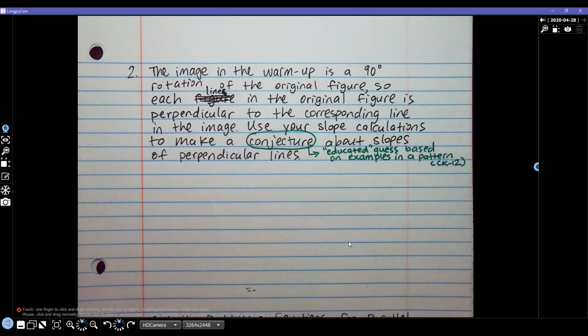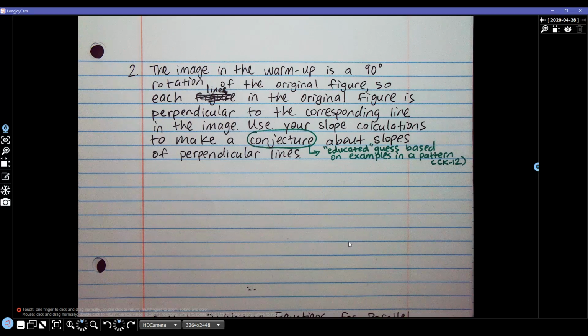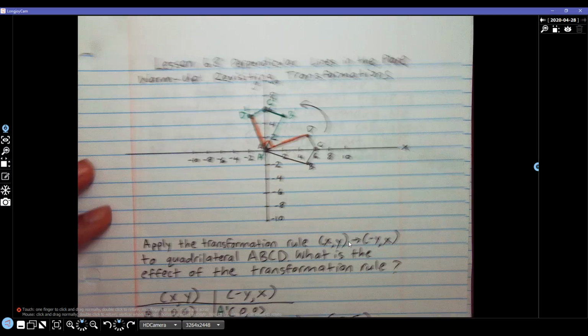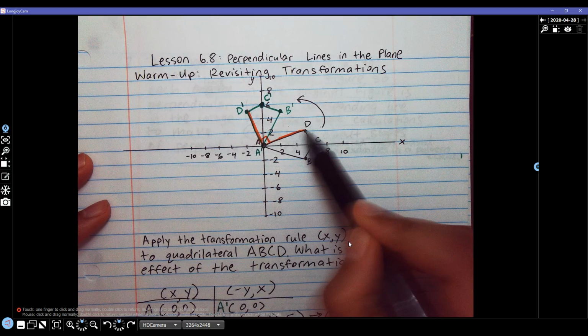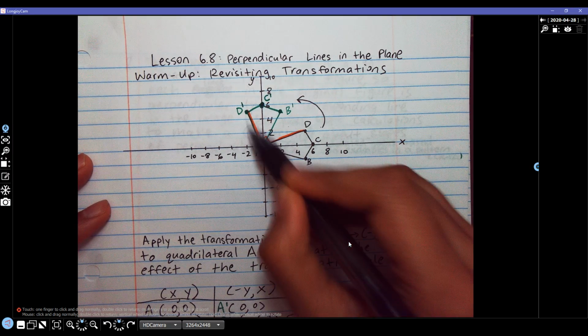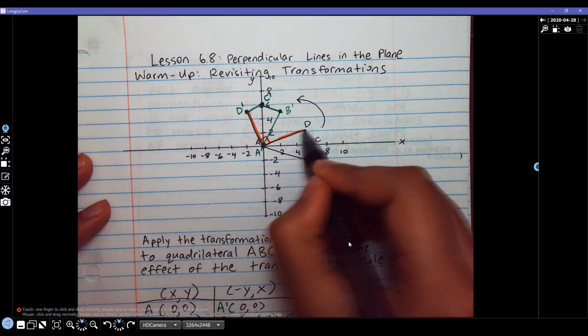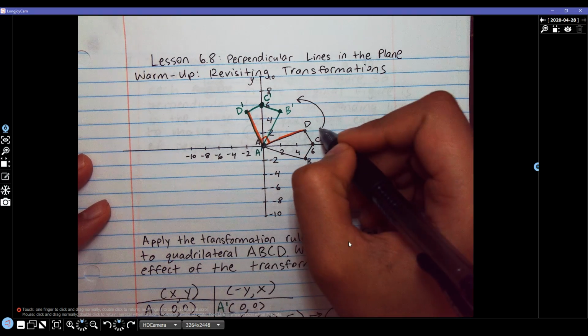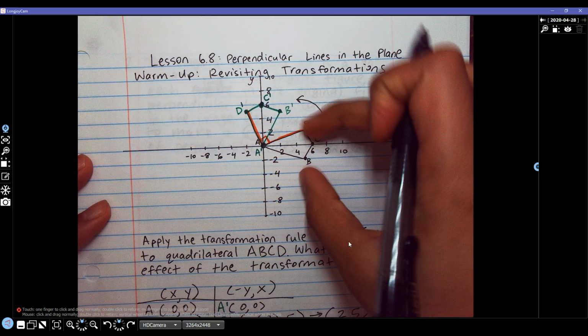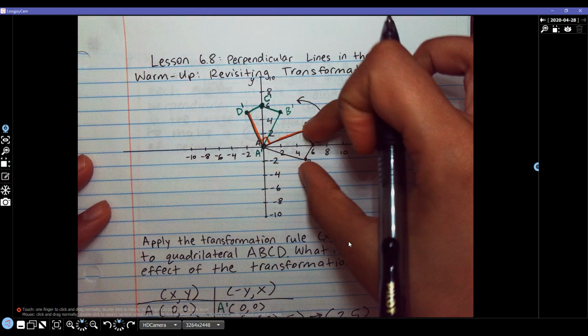The first part of this question says that the image in our warm-up was a 90-degree rotation of the original figure. If you recall in our warm-up, when I look at segment AD and its corresponding line segment A prime D prime, those two lines form a 90-degree angle. And this is consistent with the fact that we had rotated ABCD by 90 degrees counterclockwise.